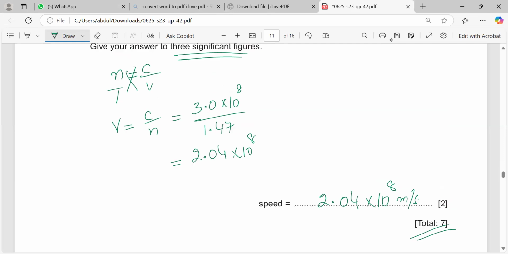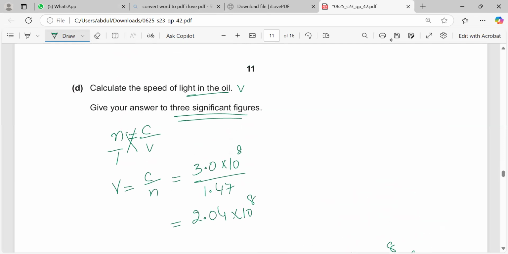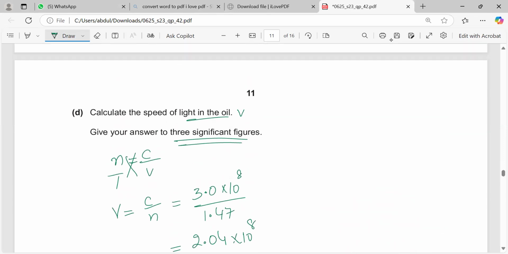Please, my dear friends, if you have any question or ambiguity, ask me, but always remember that the speed of light in air or vacuum, c, must be memorized by you. Its numerical value is 3.0 times 10 raised to power 8 meters per second. Sometimes they give it in the question, but mostly we have to apply it by ourselves.